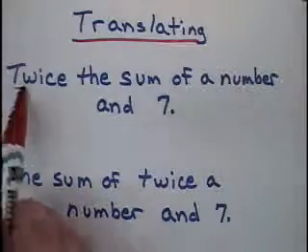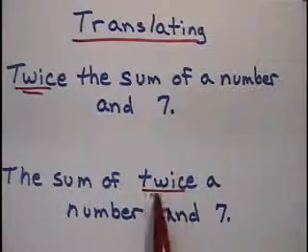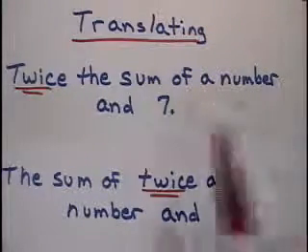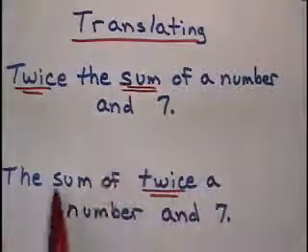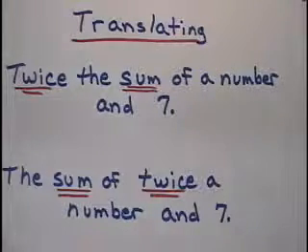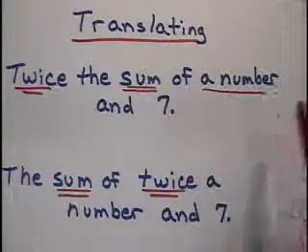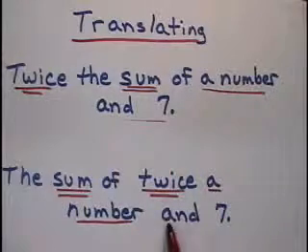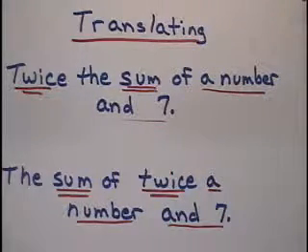Both contain the word twice. Twice means 2 times a value. Both contain the word sum. Sum is a mathematical term that means the answer to an addition problem. Both of these sentences contain the expression a number, and 7. Let's look at how, because of the change in the wording, the order of the words, we actually have two different math problems represented.